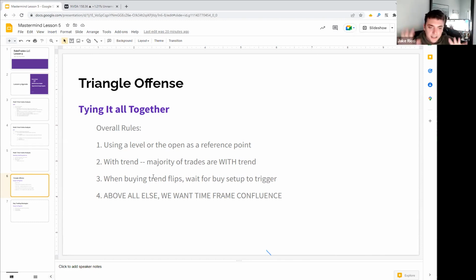Above all else, gang, we want time frame confluence. We want our time frames to be agreeing on all different levels. And I'm going to now dive into a little bit of a review after popping out. Actually, I'll go through the next slide first.